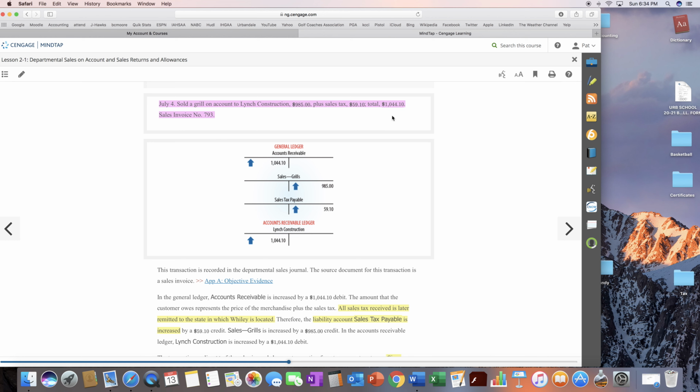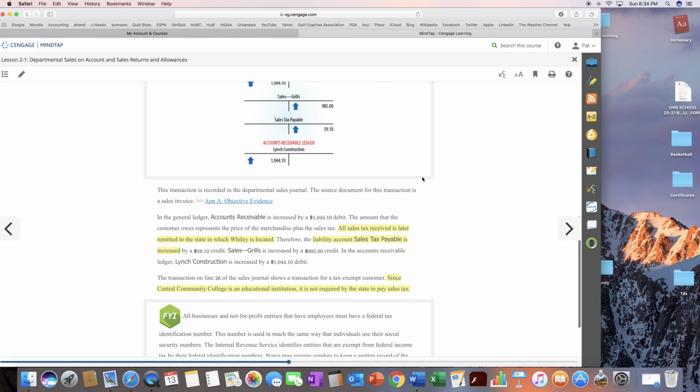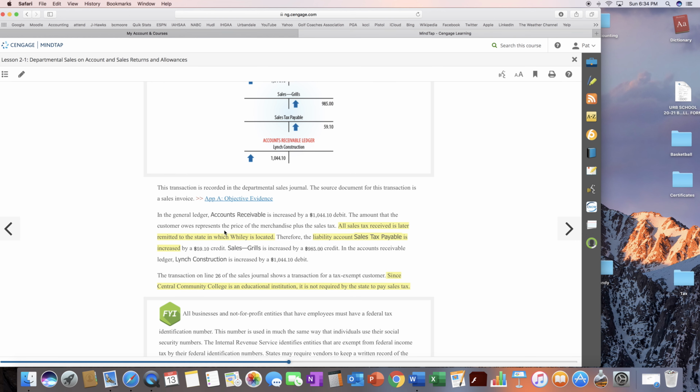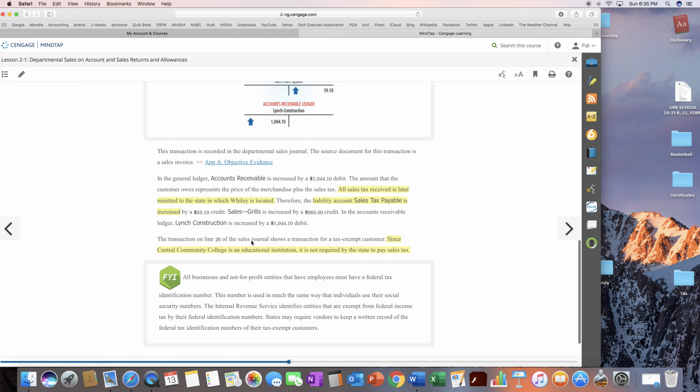Excuse me, mastery problems might not give you the total. You might have to add them. They might only give you this. You might have to multiply by 0.06, however you want to do it. Again, why we have to keep track of our sales tax is because we will later have to pay the state. We'll do that at the end of the month.